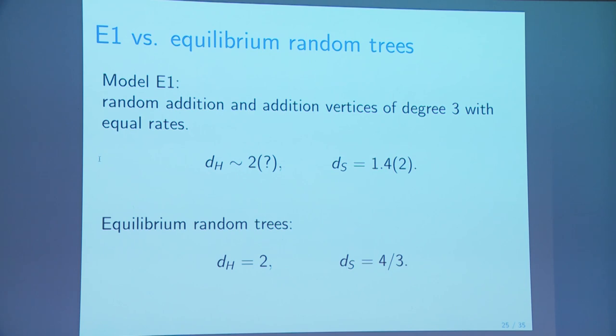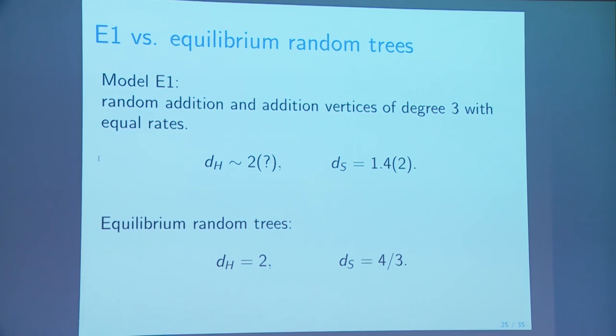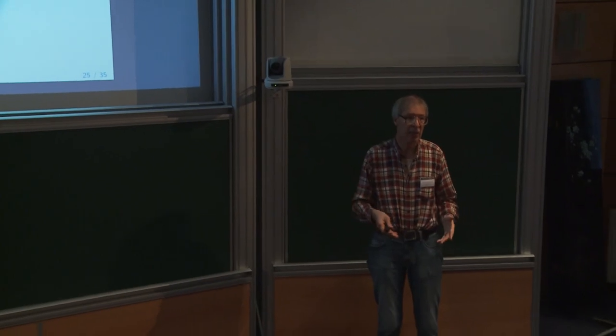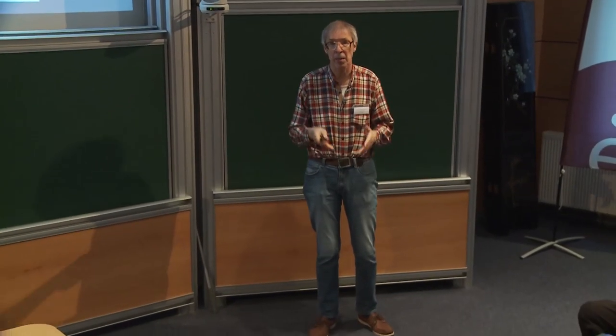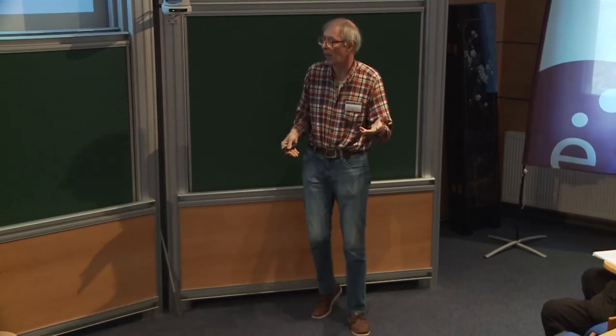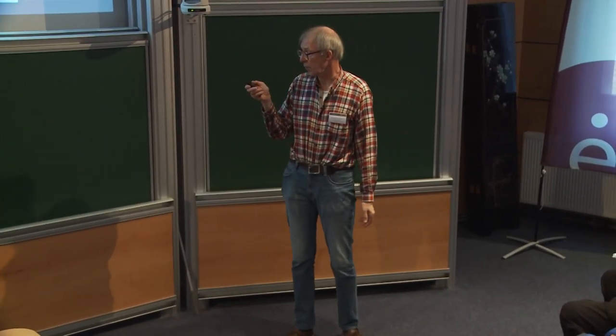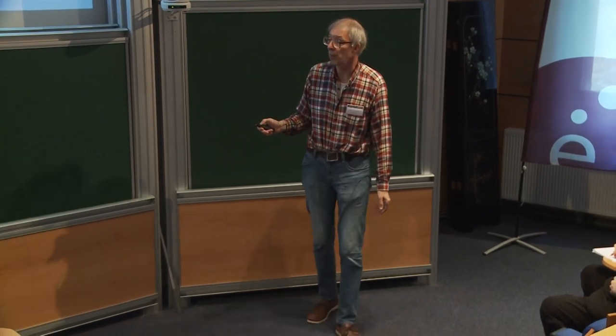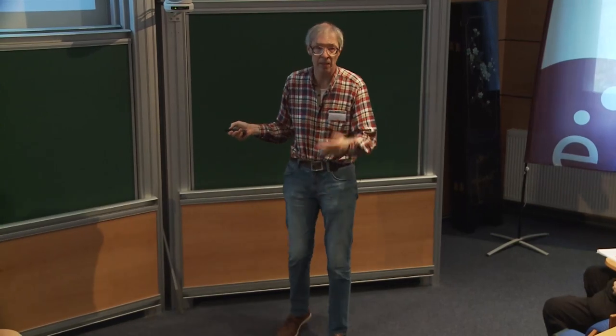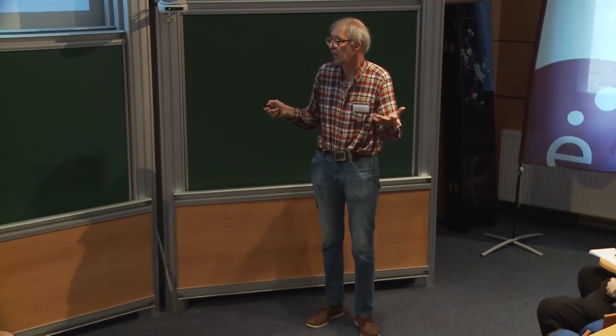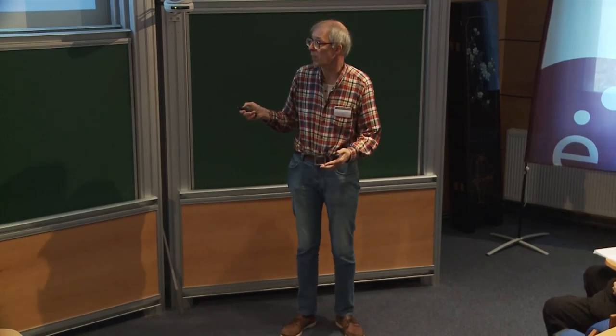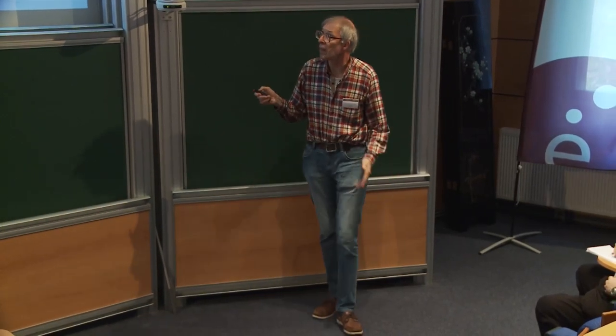And I can indicate some parallel with equilibrium random trees, the ensemble of equilibrium random trees. You simply consider all possible trees, for example, of a given size, and each member of this ensemble has the same statistical weight, for example, 1. For them, it's known that the Hausdorff dimension is 2. It's a 2-dimensional graph in the Hausdorff sense, and the spectral dimension is 4 divided by 3. Here we have something like that.